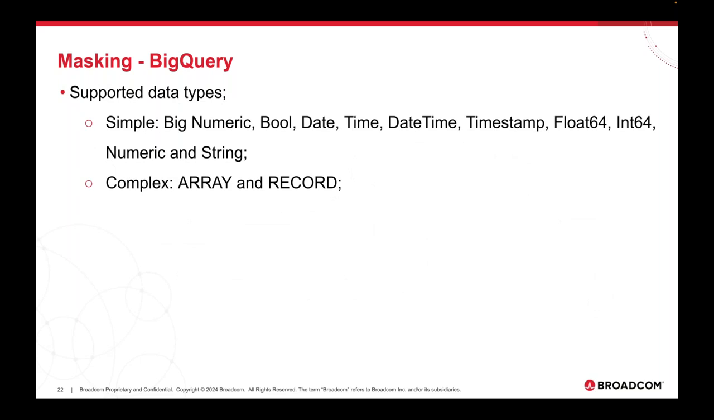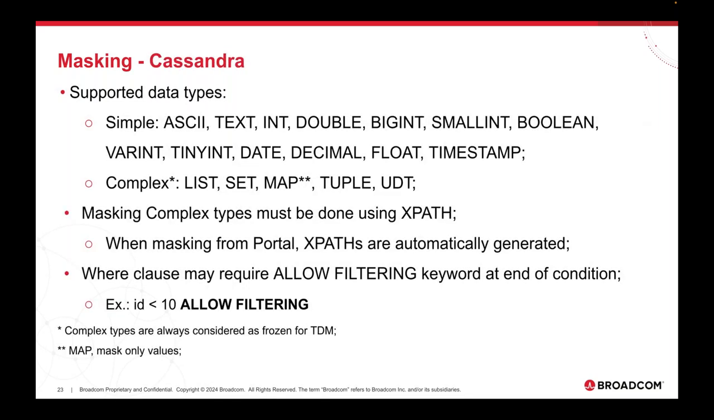For BigQuery we support the simple types and the complex types. The complex types are array, and the complex type that is different from the other databases is record. Record means a complex type where you can have an object inside of the database, so you can have multiple fields inside of this complex type, this record.